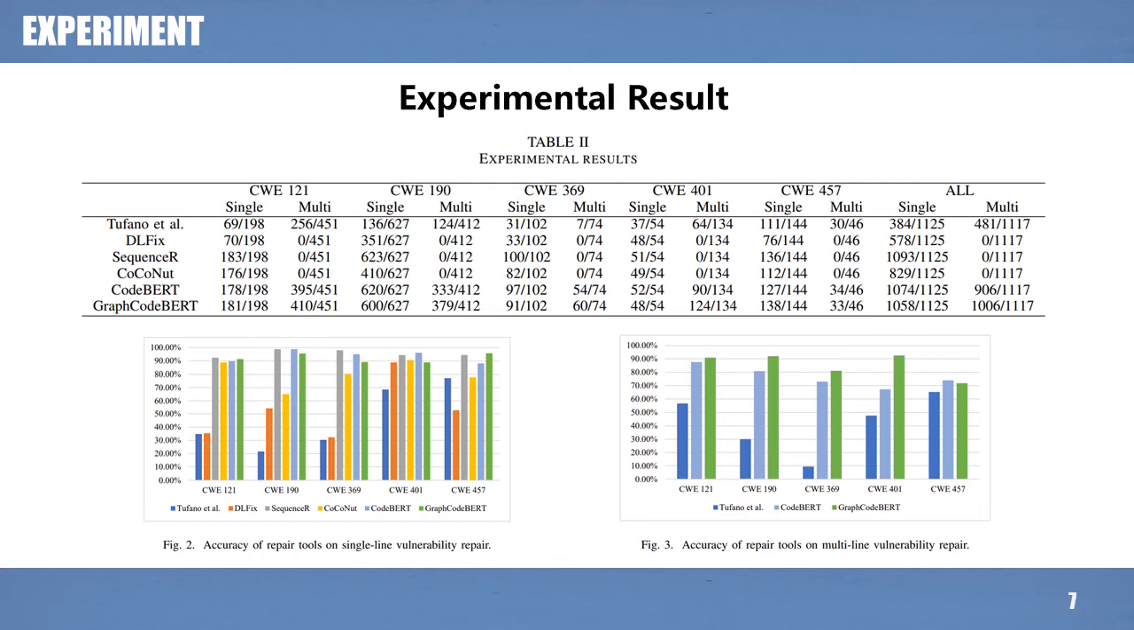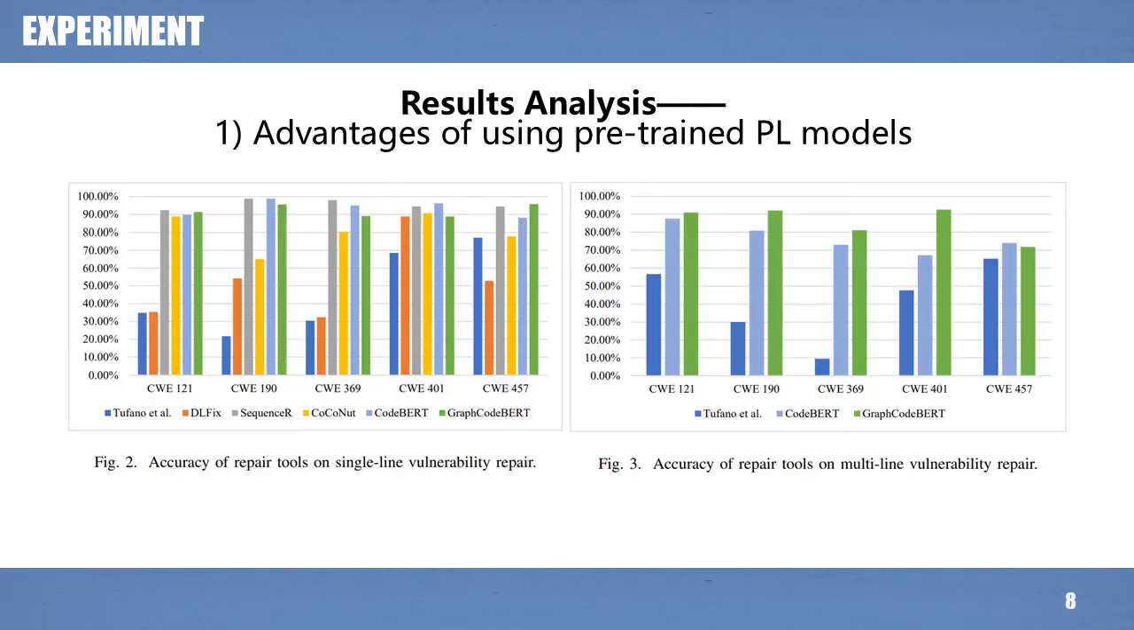Overall, SequenceR achieved the best result on the single-line vulnerability repair task. The repair performance of our approach is close to that of SequenceR. More importantly, our approach achieved the best results on the multi-line vulnerability repair task. With the above experimental results, the pre-trained programming language models show extended capability on the vulnerability repair task and are ahead of previous work. Next, we analyze the experimental results and point out the strengths and weaknesses of our approach.